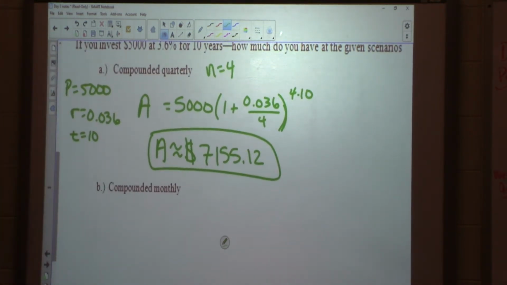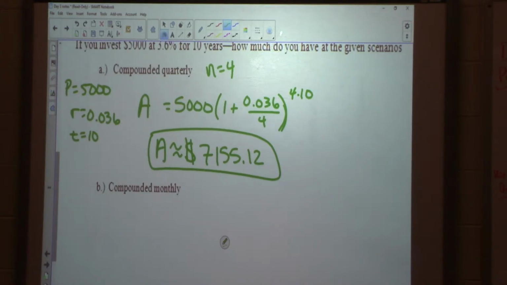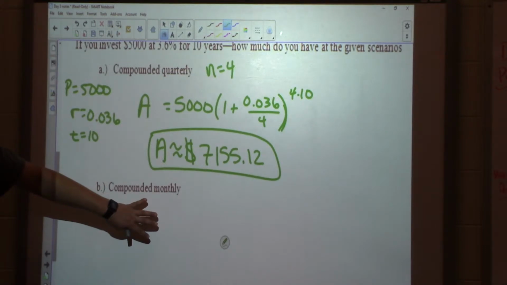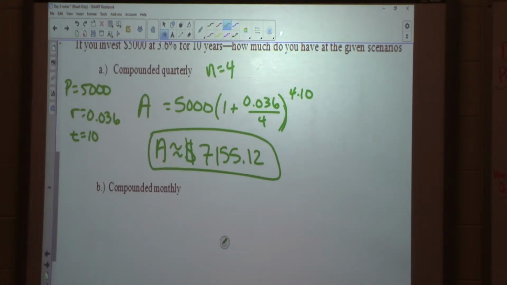That was compounded 4 times per year and added into your bank account. If I compound it 12 times per year and add it back in my bank account, should I have more money or less money? More, right? If they keep compounding it more, I should have more money. So this number is going to be bigger. And what do you think about compounding continuously? It's going to be even bigger, right? Because they're compounding it and adding money in at all times.